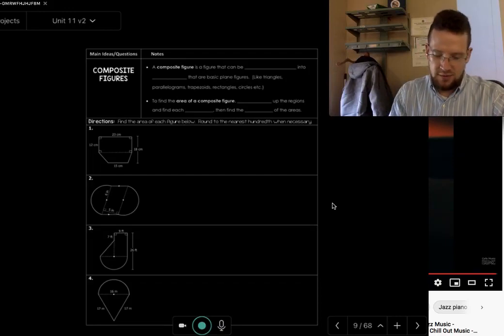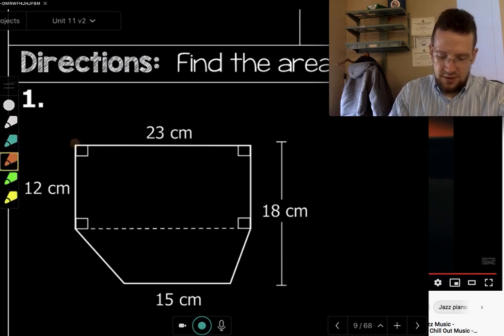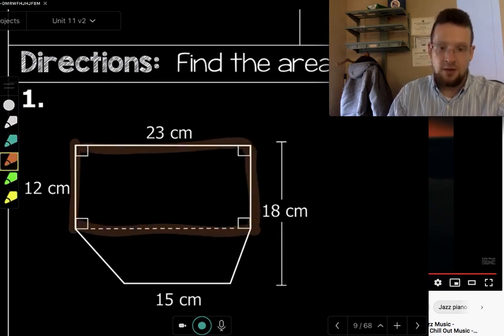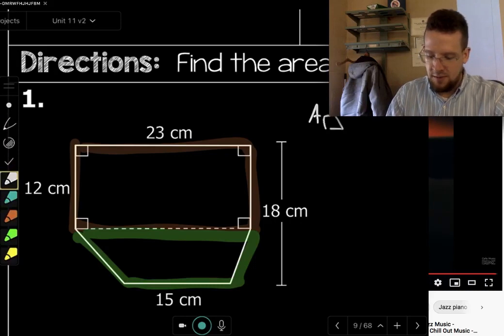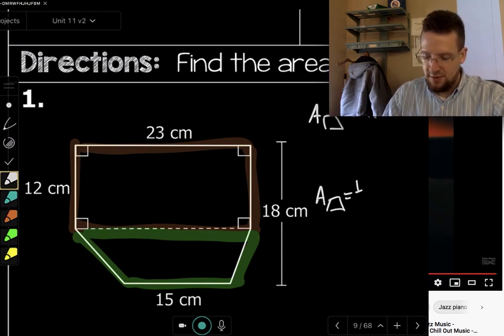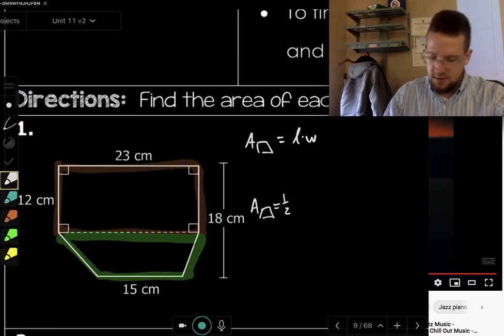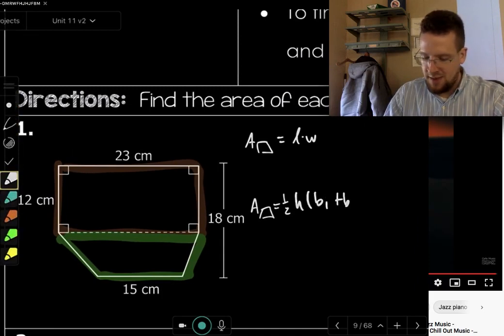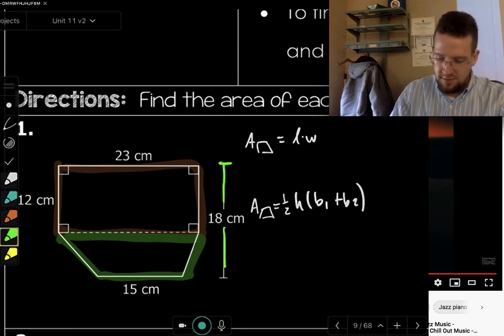So, first thing, let's look at this figure right here. We can see it's two different shapes. We have this shape here in orange, and then we have this shape here in green. Our first shape is a rectangle, and the area of a rectangle is length times width. And then our second is a trapezoid, and trapezoids are 1/2 the height times base 1 plus base 2. Okay, so you will notice that we're given the whole thing here is 18.